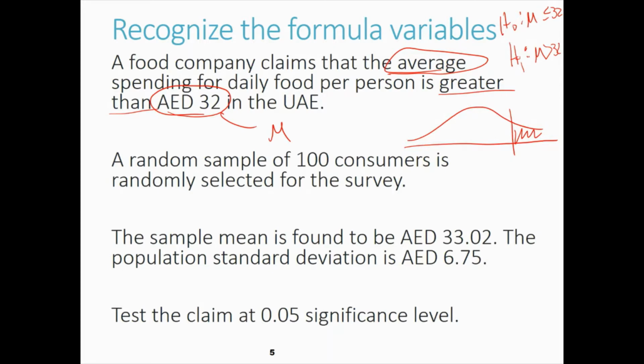All right, so we know greater than is upper tail. This is your alpha. A random sample of 100 consumers is randomly selected for the survey. So you're going to go and test 100 people. That's your N. The sample mean of these 100 people is found to be 33.02. So this is your sample mean. The population standard deviation is 6.75. This is your sigma, the population standard deviation. Test the claim at a 0.05 significance level. This is your alpha.